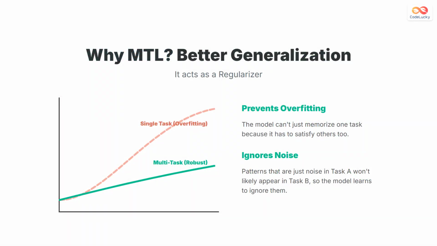The second benefit is better generalization. When a model focuses on just one task, it might overfit, meaning it memorizes noise specific to that dataset. But when it has to solve multiple tasks, it can't cheat by memorizing noise because that noise won't help with the other tasks. This forces the model to learn true, robust patterns.